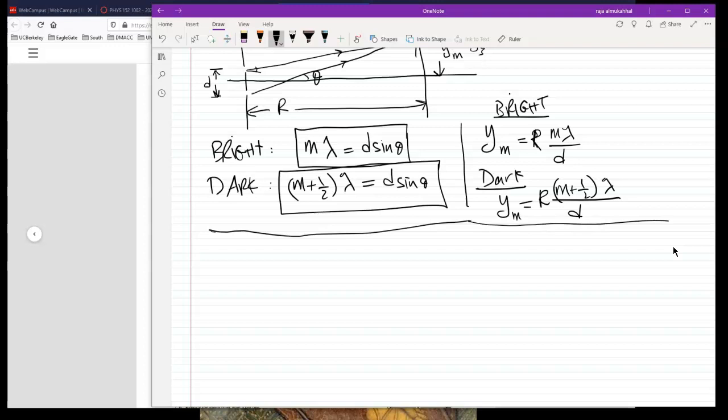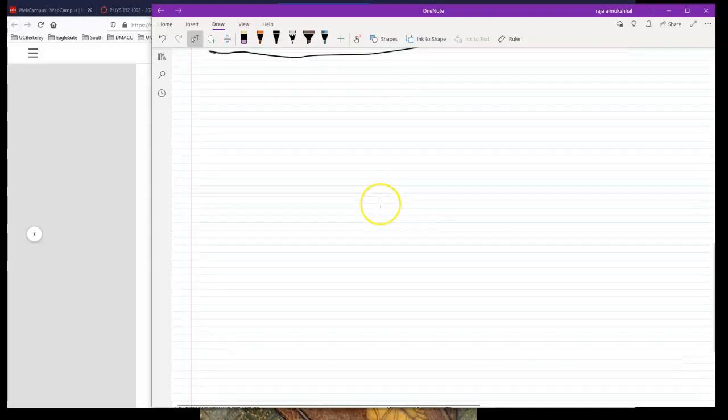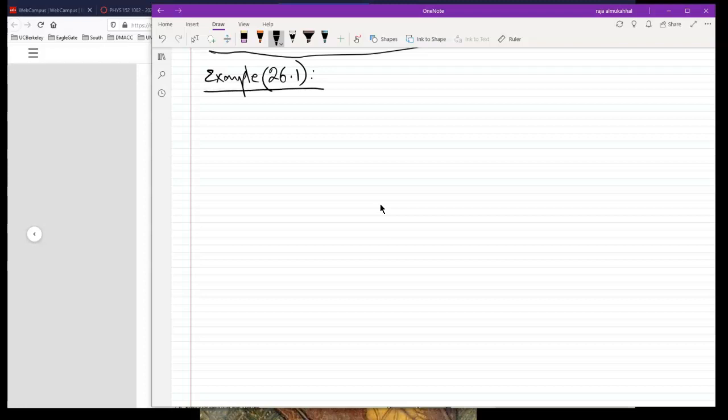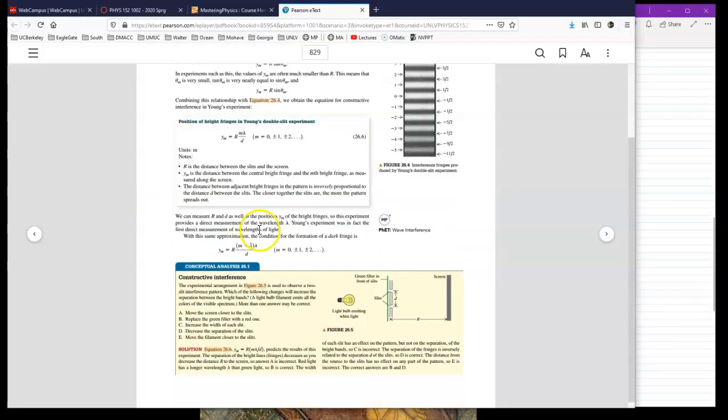Let me show you an example. I'm going to do at least 2 problems, just to get you started, and they're not going to get any harder than that, whether in the quiz or the test, whatever. So let me start with example number 26.1. There is a little trick to it, this example. That's why I want to do it. Let me look at it in the book.